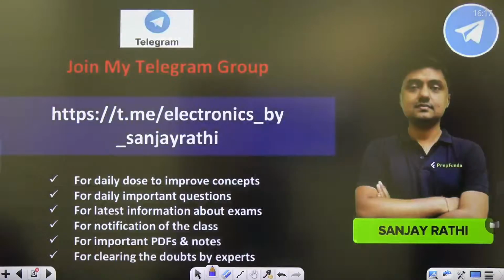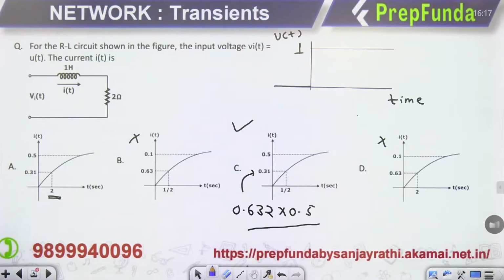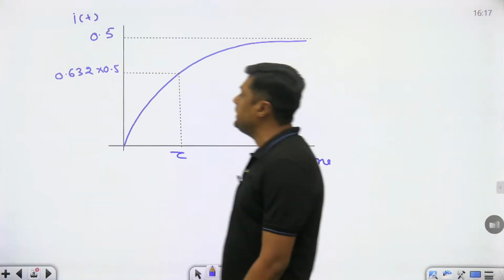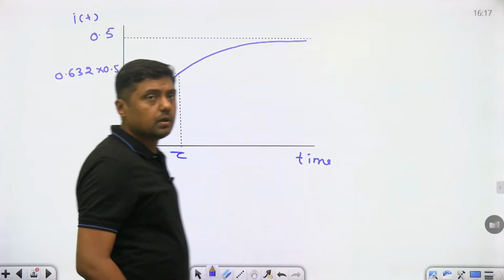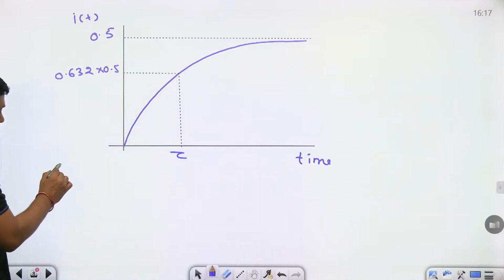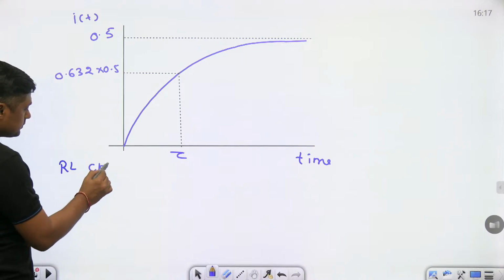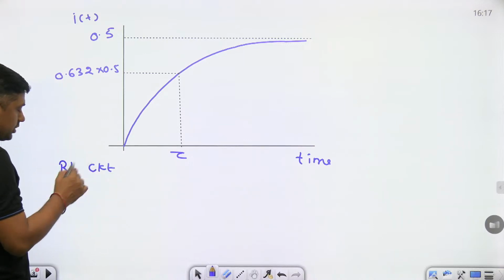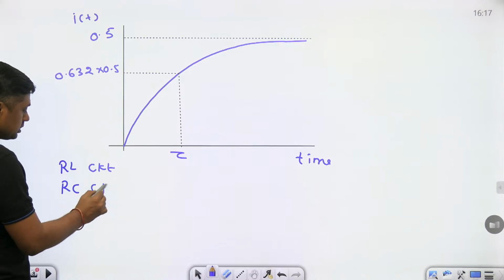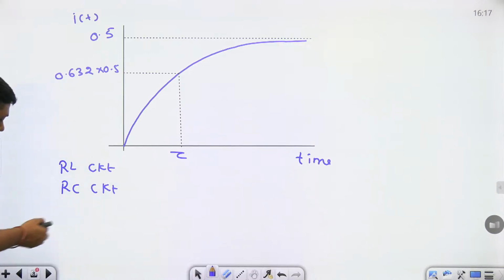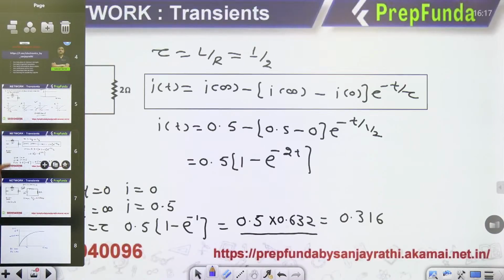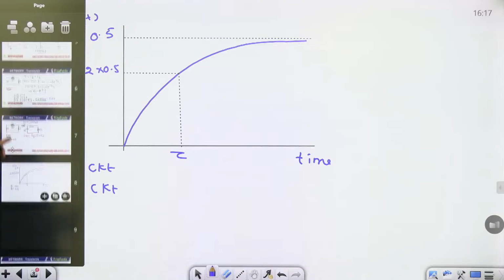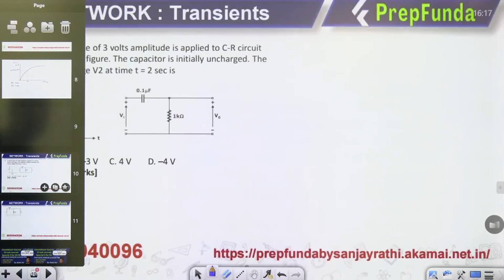Now let's come to the diagram, and that's why with this question I am giving you the idea. You have to get command over RL circuit, is it audible? Right? Source free or with source, RC circuit, source and without source. So now next question. I think you have got the idea about this. This is a very, very important one, RL circuit. Now the second question is on RC circuit, guys.